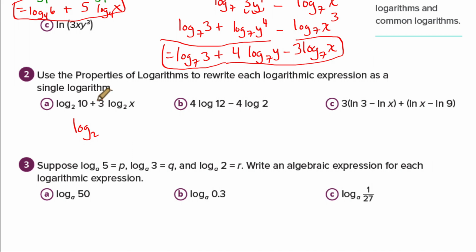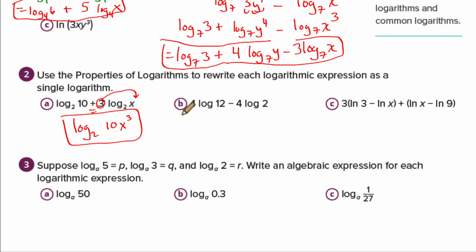We have that 3 that I see is in front, so that's going to come up on the x. So it's going to be x to the 3rd, and we have addition, which means we're multiplying. Should be a product, right? So this is log base 2 of 10, and then the product means we multiply. There's an x here, and that 3 goes up, but just on the x. That's how you do 2a. We've made one log. We're basically done with that one.